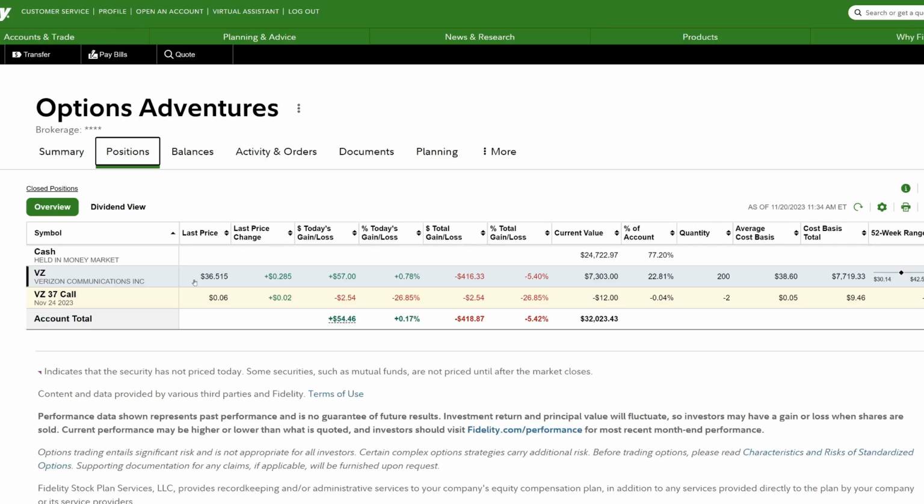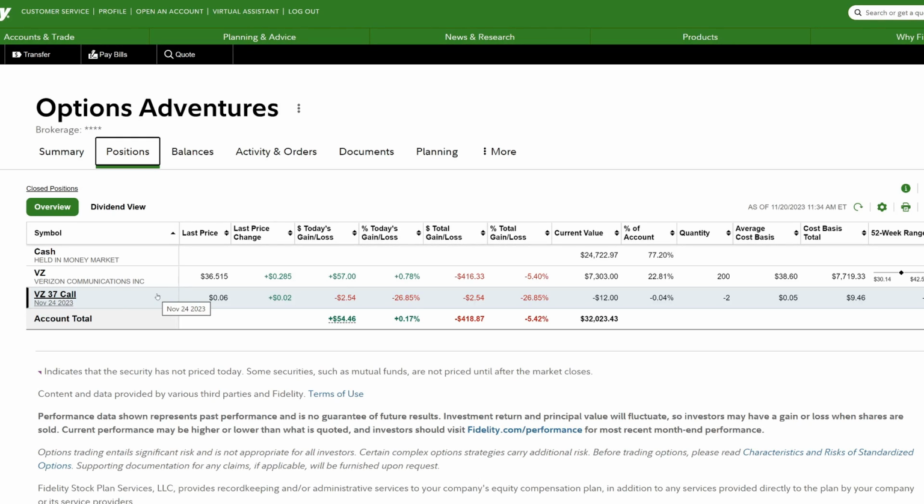The second thing that could happen is that Verizon goes above $37, and on the 24th it closes above it. You would get your 200 shares sold at $37 per share, and you would still keep the premium. You would also keep any difference in capital appreciation, gains or losses, whatever. It would just sell your 200 shares at $37. Or you could also get assigned early. That's typically on an ex-dividend date, but it doesn't happen as frequently.